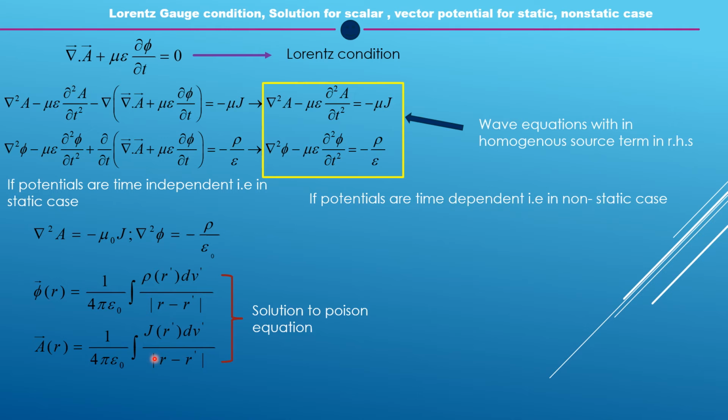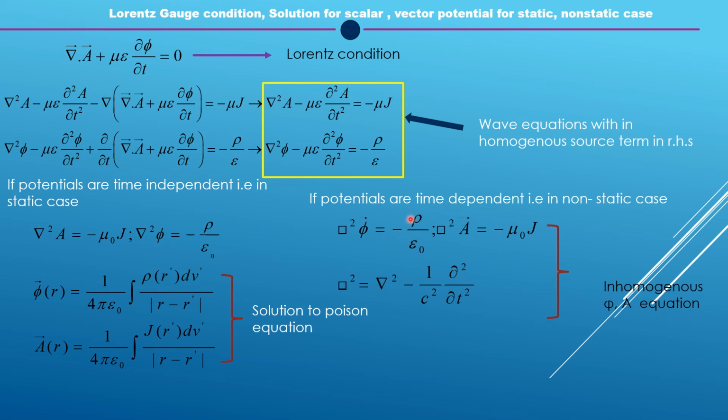For the time-dependent, that means non-static case, what can we get? You can get the box square phi operator. And box square A equals minus mu 0 J. We took it as a vacuum, or you can also put it as mu J. So I take it as a vacuum, where mu is mu 0, epsilon is epsilon 0, free space. And box square means del square minus 1 by c square times the second time derivative. You remember this term, the box square operator. So for the non-static case, the Maxwell's field equation in terms of the scalar and vector potential will be like this.